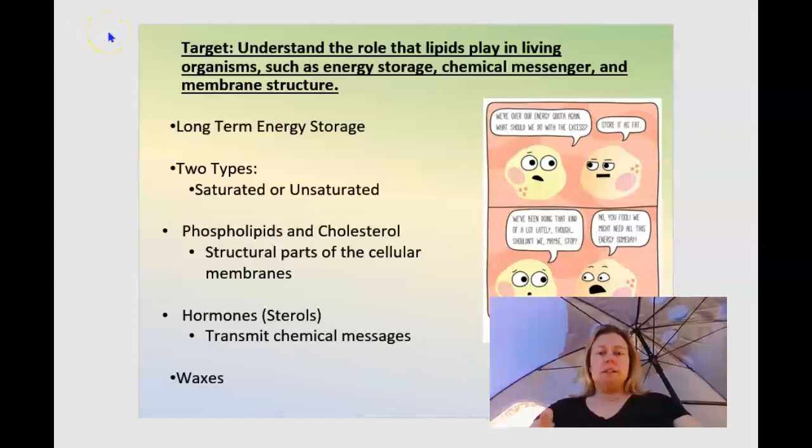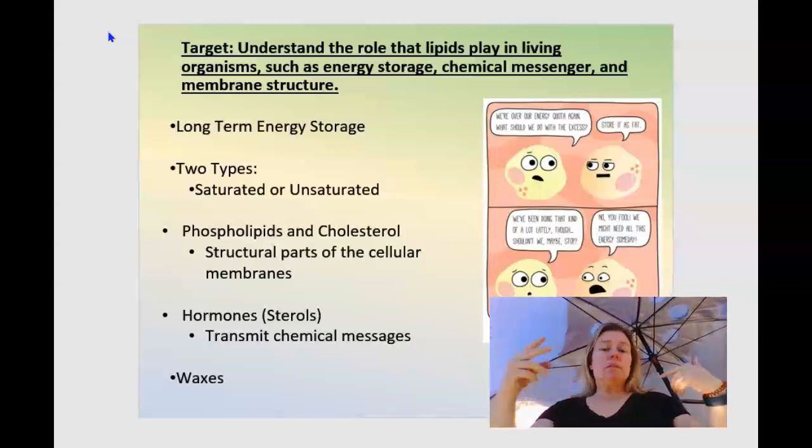So the first target, roles that lipids play in living organisms such as our cells. Predominantly, the one we think about the most is long-term energy storage. Remember, carbohydrates were a quick fix for energy. You eat some sugar, you get a quick rush, as they say. Lipids get stored in your body as a fat, and that's a long-term energy. They hold a lot more energy than carbohydrates do.